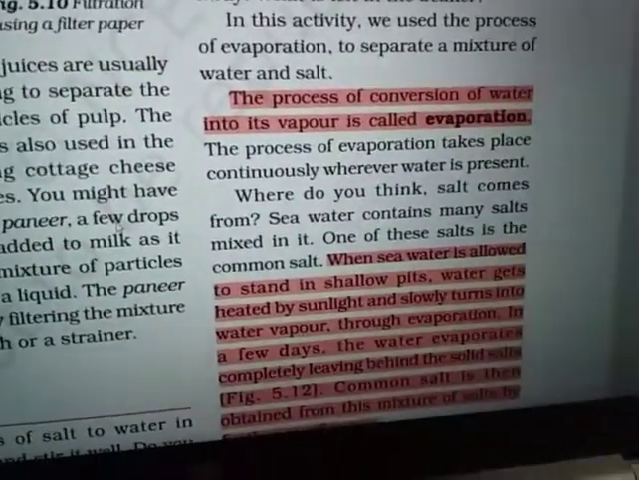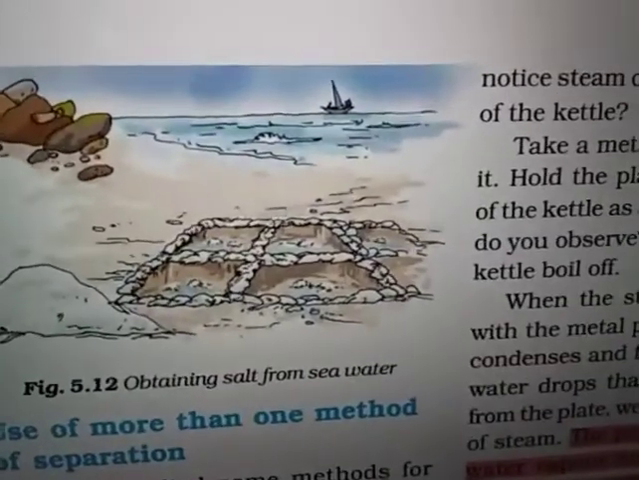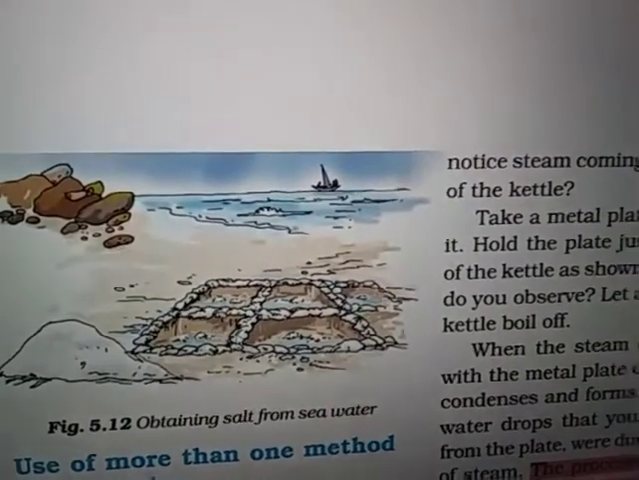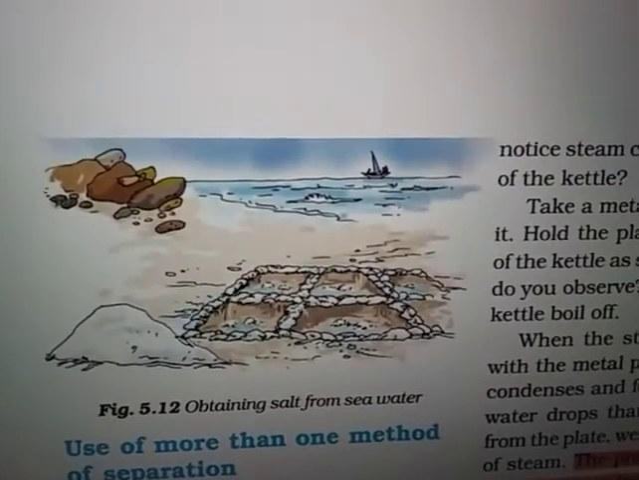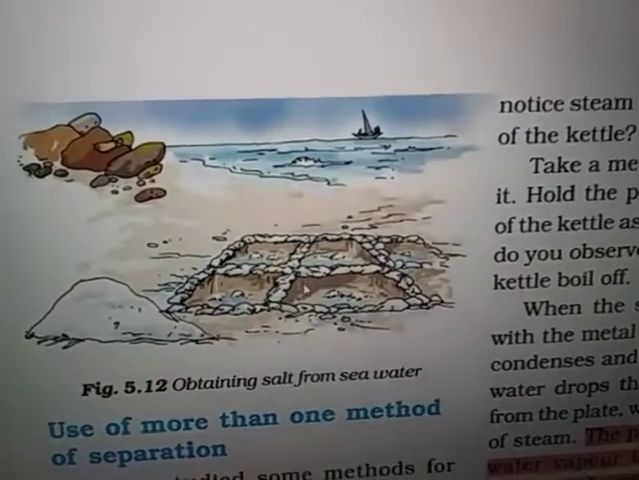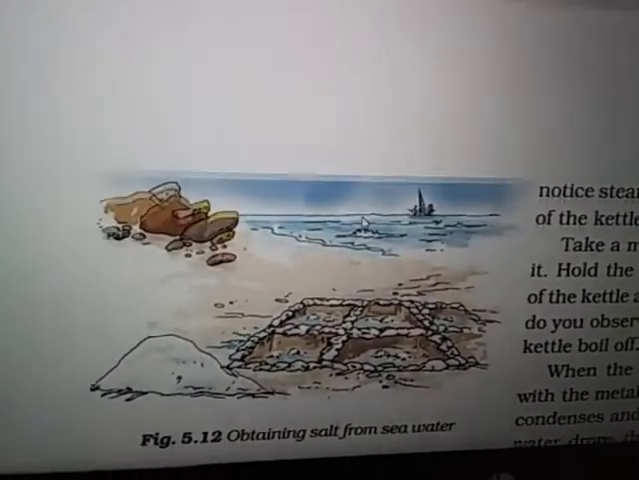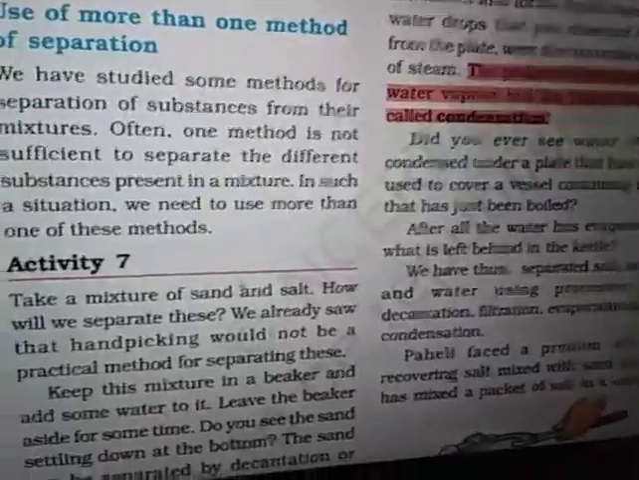Now let's see evaporation. What is evaporation? The conversion of water into vapor is known as evaporation. And they have given us one example: in the sea areas, some people have pits and they pour the sea water into them. Due to the heat of the sun, it evaporates, and the solid part in the sea water, that is salt, settles in the pits, and then by doing some further purification, we get the salt. And they have given us condensation. Condensation means converting water vapor into liquid or water.